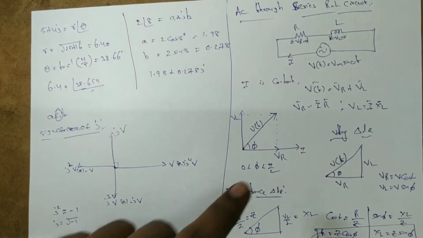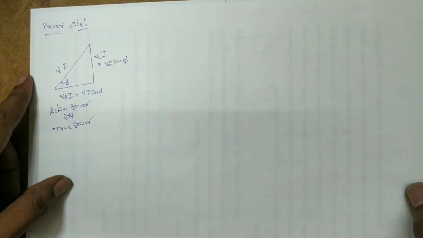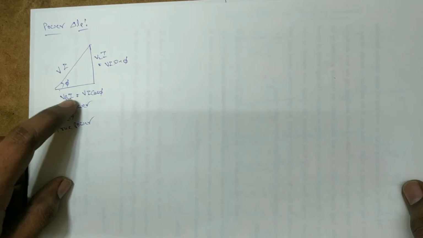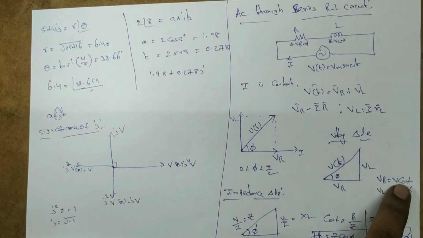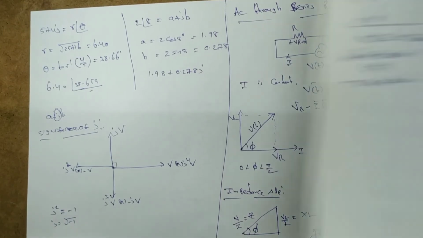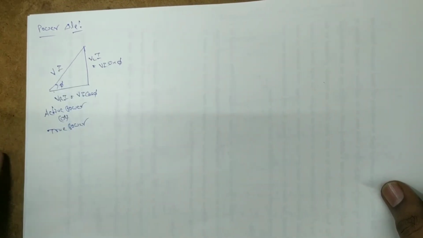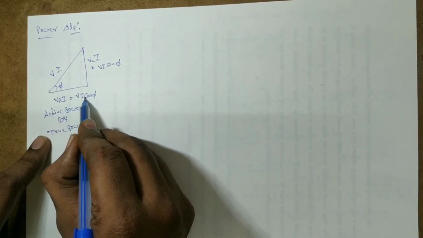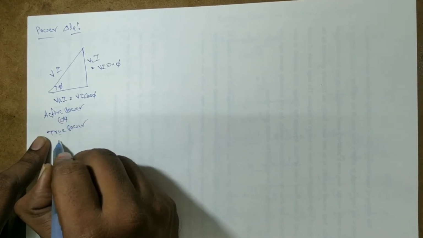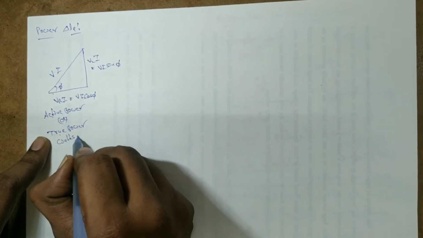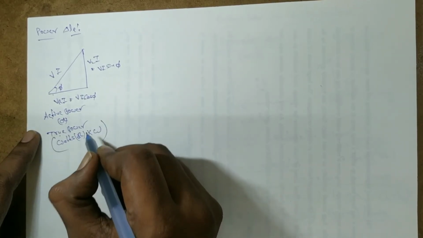Now moving to the next one. Consider the voltage triangle. The same voltage triangle will be converted into a power triangle, which means each side is multiplied with current I. So V into I, VR into I and VL into I. So each side of a voltage triangle is multiplied with I. First, VR into I, which can be written as VI cos phi, is also known as true power or active power. Its units are watts or kilowatts.